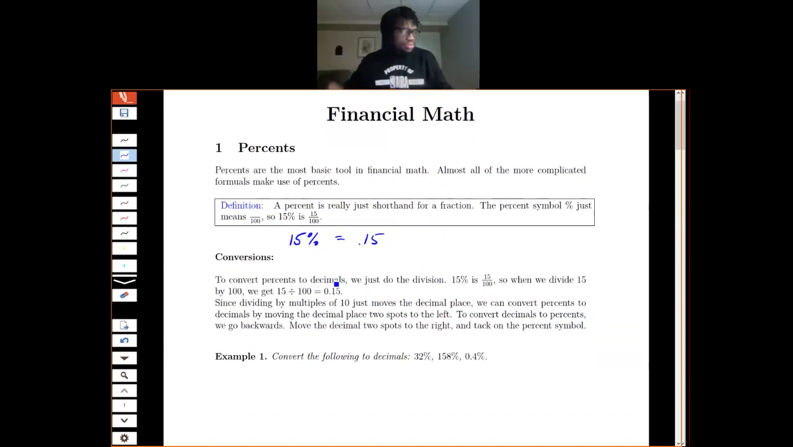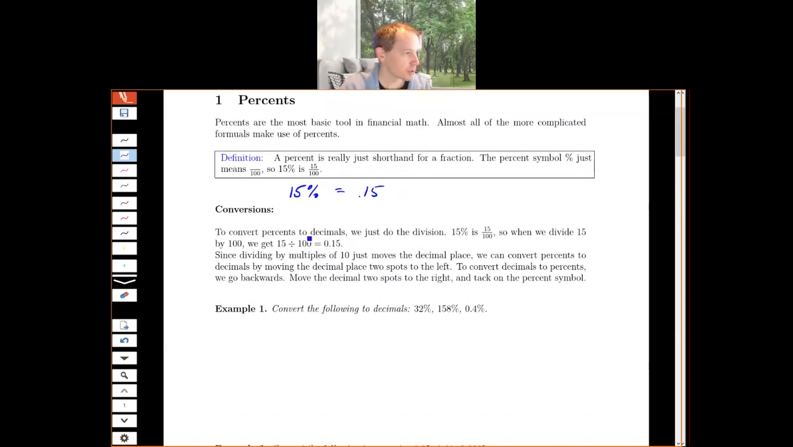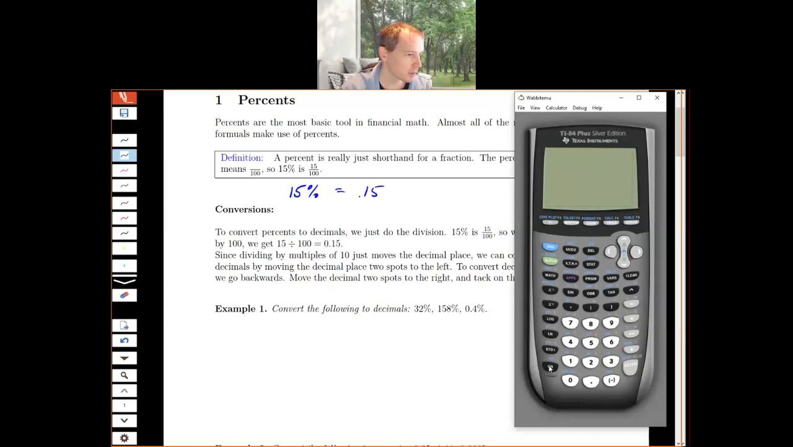So let's look at conversions. Since a percent is really just a fraction, we just review how to go back and forth between fractions and decimals. So if I want to convert a percent to a decimal, what we can do is just do the division, right? If I have something like 15%, that is shorthand for the fraction 15 over 100. So we just take 15 and divide it by 100. And I get 0.15. And the nice thing about dividing by 100 is it's just moving the decimal place. You can feel free to use your calculator also, right? I can type 15 and say, divide it by 100. And it just moves the decimal over and I get 0.15.